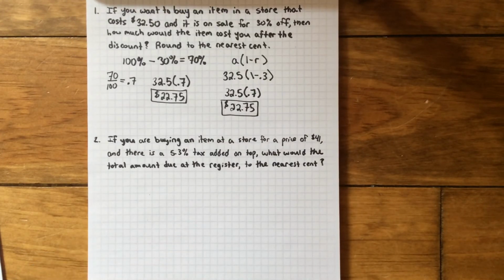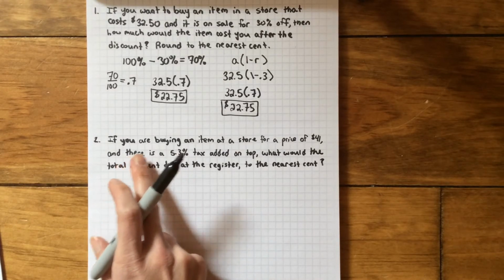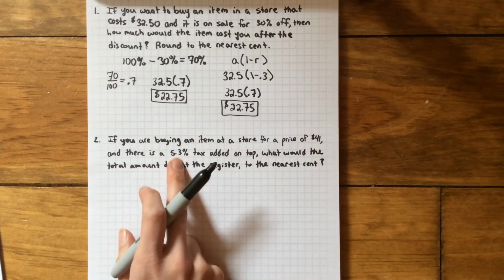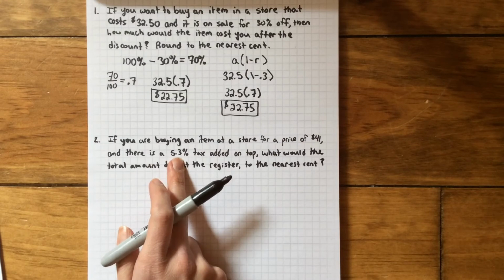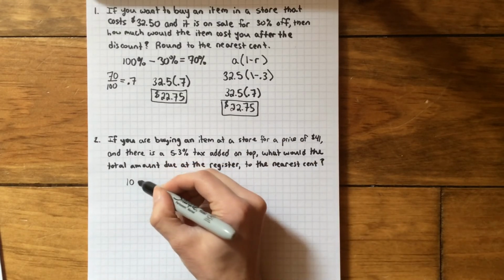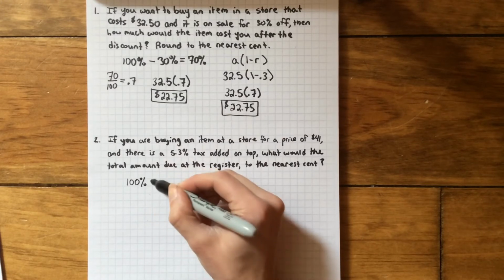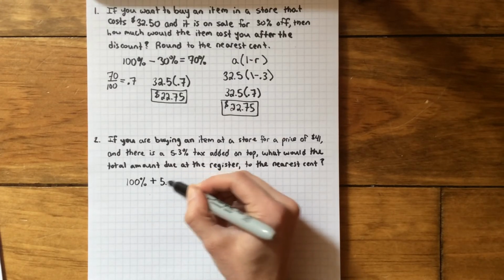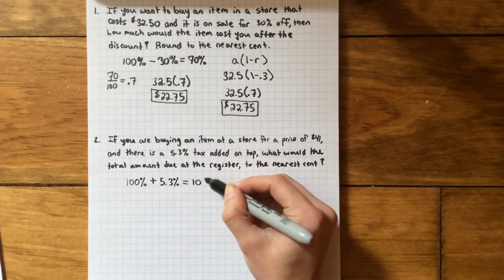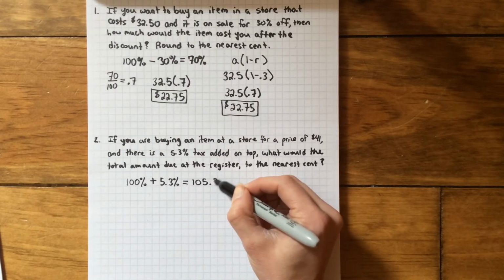When we have a problem in which there's an increase, such as a tax or a tip, we take the original amount. So in this case, we want to buy an item that's $41, but there's a 5.3% tax. Well, that means that if we only paid $41, we would have paid the 100% of the cost. But we're going to pay extra. We're paying 5.3% more. So in total, we're paying 105.3%.